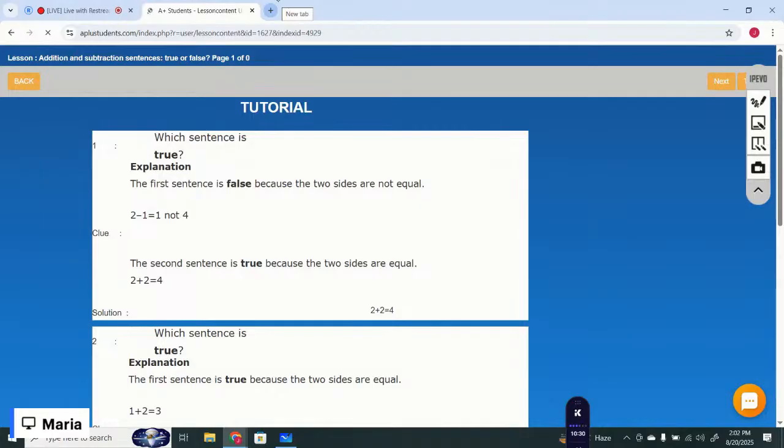Which sentence is true? The first sentence is false because the two sides are not equal. 2 minus 1 equals 1, not 4. The second sentence is true because the two sides are equal. 2 plus 2 equals 4. Let's just start with the test questions.